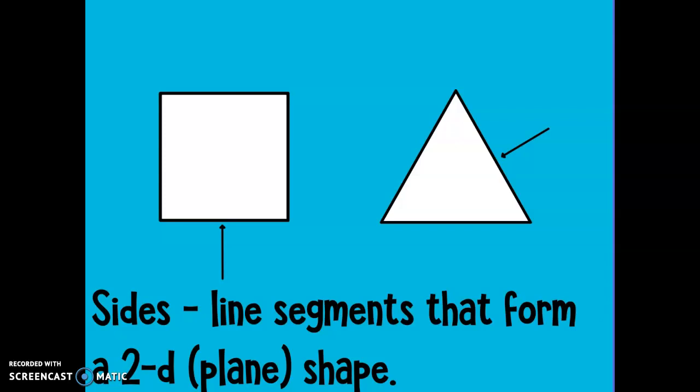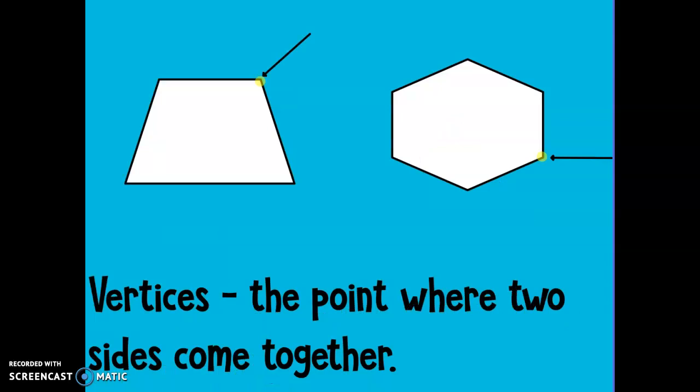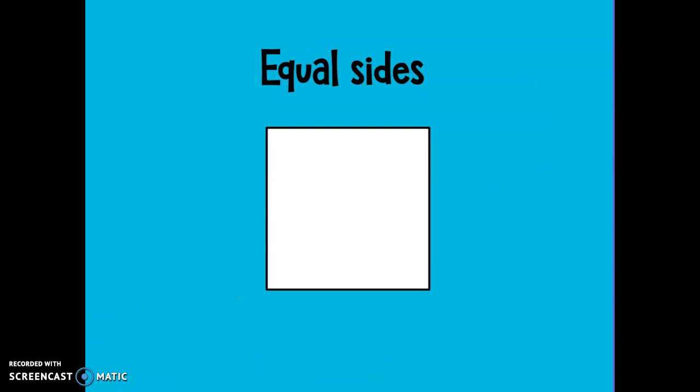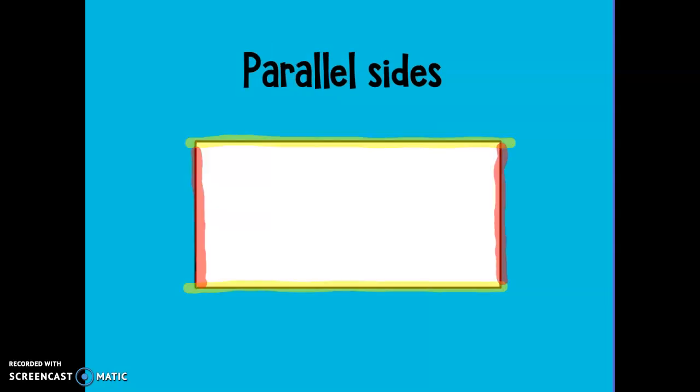Now, last week, we really focused on the attributes of our 2D shapes. Those are sometimes called plane shapes. We know that they're flat, and attributes are how we describe those shapes. And the defining attributes are the things that are most important, like how many sides the shape has, how many vertices are on the shape, if our shape has any equal sides, like the 4 equal sides on my square, or if the shape has any parallel sides, sides that are moving in the same direction, like the sides I highlighted on my rectangle.